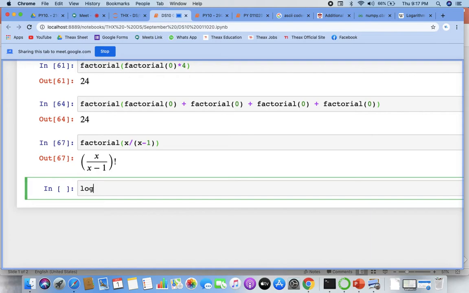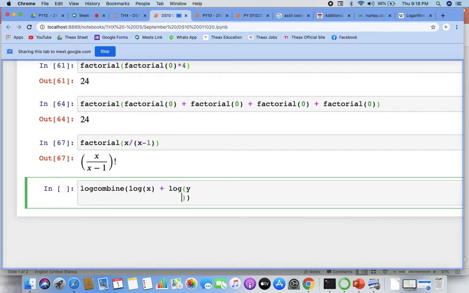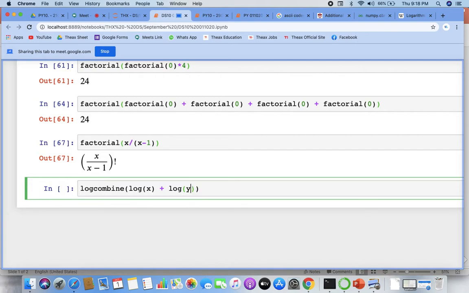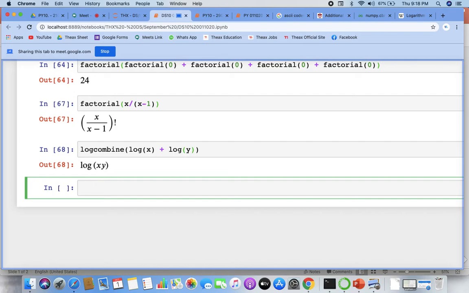So sometimes, if we can expand any equation, we can also shorten any equation. If we say logcombine is a function, it shortens something. Like if you say log x plus log y, this is equal to log xy. You say yes, sir, this is equal to log xy. If we run this, it is log xy. Okay.